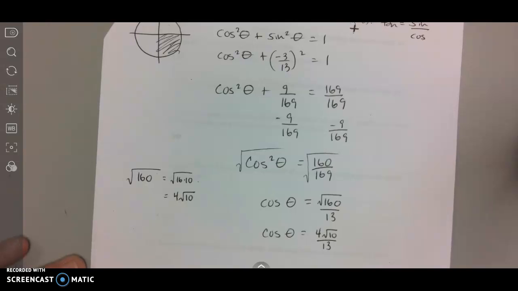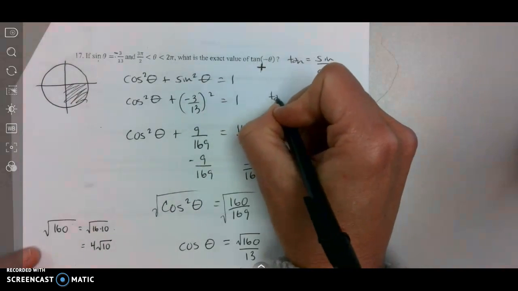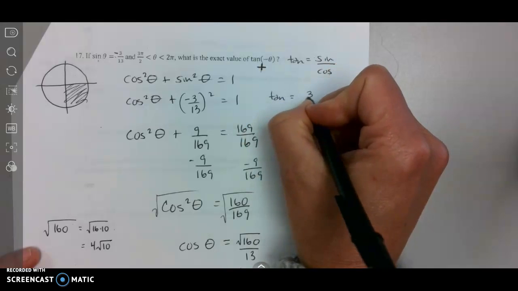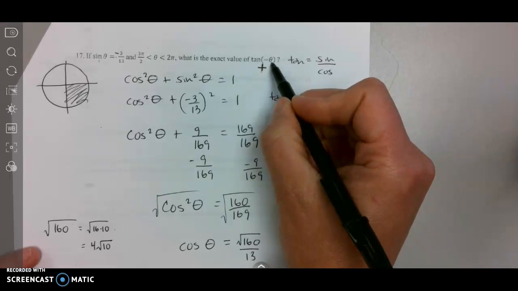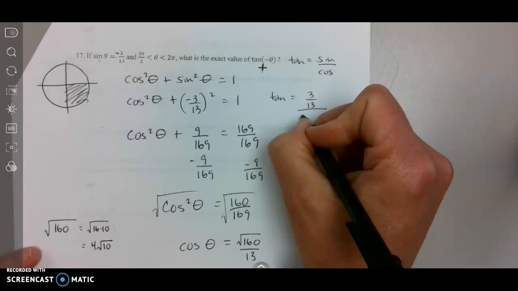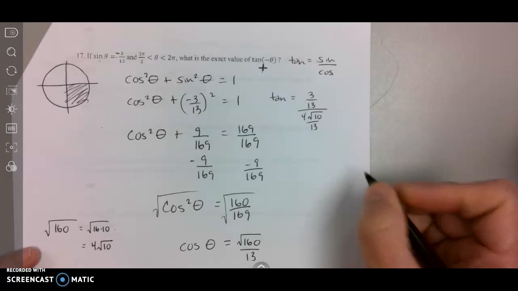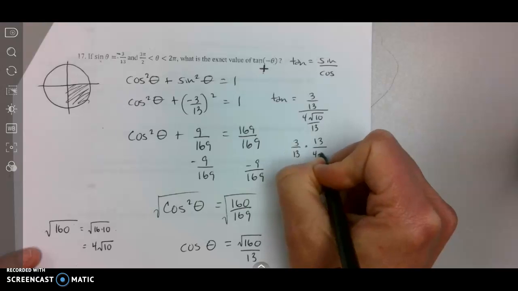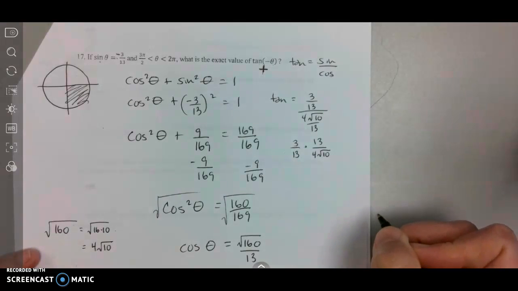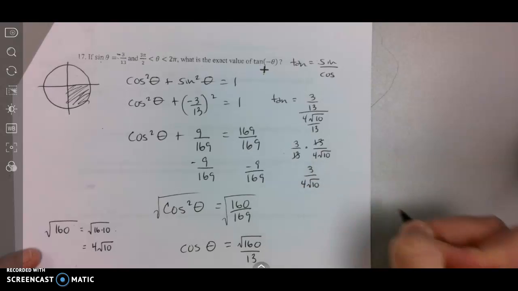That is not my answer, though, because I want to find the tangent. I need to come up here and say that tangent is sine, 3 over 13. I already know my final answer should be positive because I want the tangent of the opposite of theta, divided by 4 square root of 10 over 13, which is 3 over 13 times the reciprocal. 13's cancel, and I'm left with 3 over 4 square root of 10.